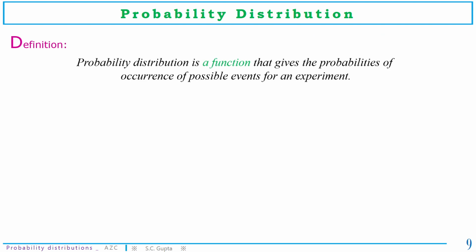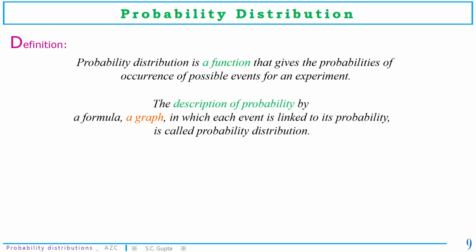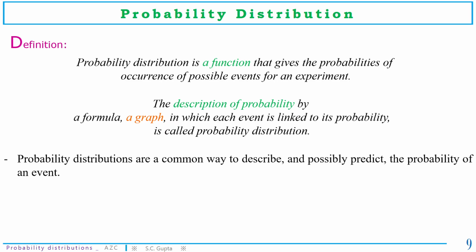Probability distribution. Definition: probability distribution is a function that gives the probabilities of occurrence of possible events for an experiment. The description of probability by a formula or a graph, in which each event is linked to its probability, is called probability distribution. Probability distributions are a common way to describe, and possibly predict, the probability of an event.